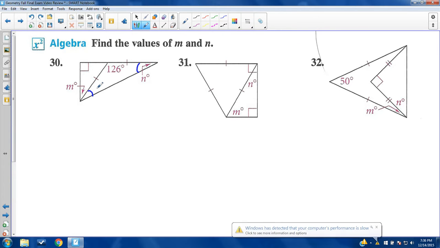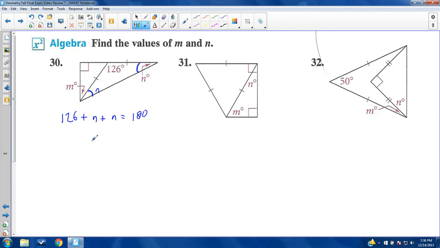Now you're saying, well, why does that matter? It's not helping me. You're not getting any farther, Mr. Robinson. Well, n here and n here and 126 here give you 180. That helps, right? So that's two n's, and I subtract the 126 over here, I get 54. You're going to get n equals 27. So both of these n's are 27 degrees.